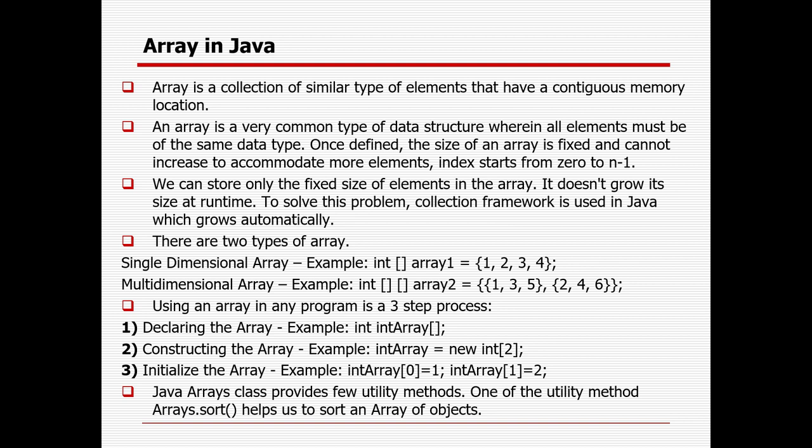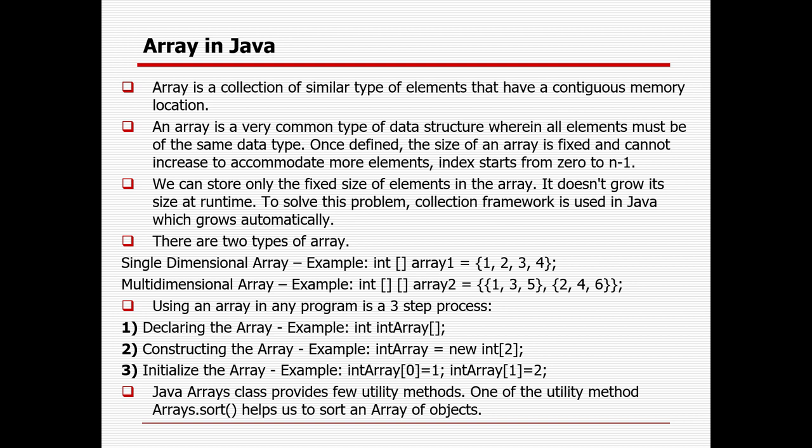Okay, I'll go for the array then. So as of now, you have already seen what a character variable is all about, what a string is, right? Then what is an array? An array is a collection of similar type of elements that have contiguous memory locations. In case you are declaring something as an integer, it will have integers only. So an array is a very common type of data structure wherein all elements must be of the same data type.